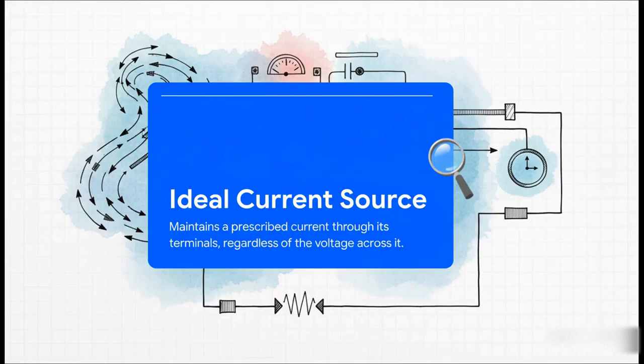Now, the flip side of that coin is the ideal current source. This one is all about the flow. Its whole purpose is to make sure a perfectly constant amount of current is moving through it, no matter what the voltage has to do to make that happen. It's a little less common to find in the real world than a voltage source, but it's an absolutely crucial concept for understanding how circuits work.